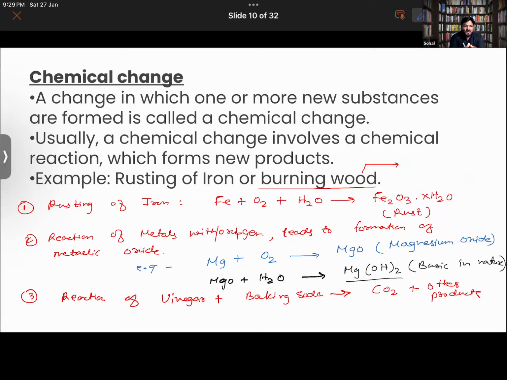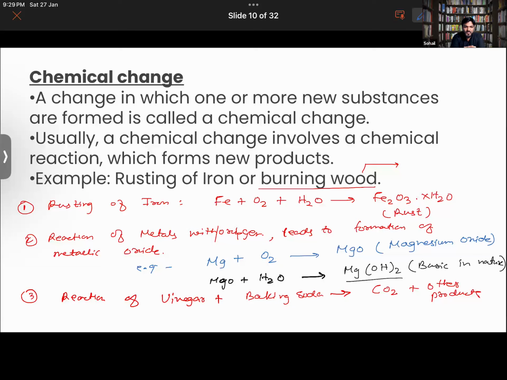While in a chemical change, what happens? New substances are formed. Suppose you burn a paper, you have ash. So a new substance is formed. Can you obtain paper back from the ash? No. Can you get the wood back from the ash? No. Getting it now? So a change in which one or more new substances are formed is called a chemical change, and it is irreversible in nature in almost all cases.